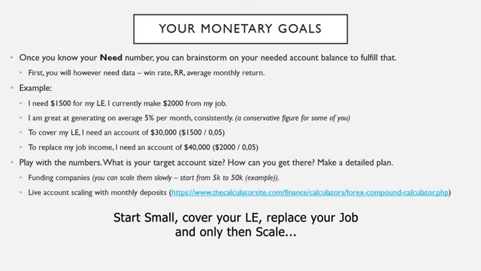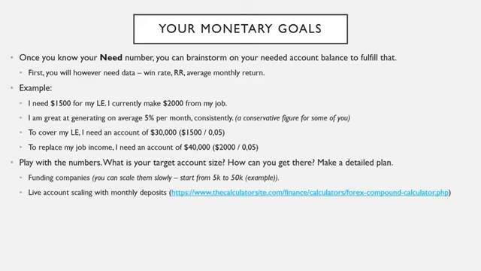Okay, so make sure to play with the numbers, right? What is your target account size, and how can you get there? Make a detailed plan. You can go through funding companies, and then you can scale them slowly.